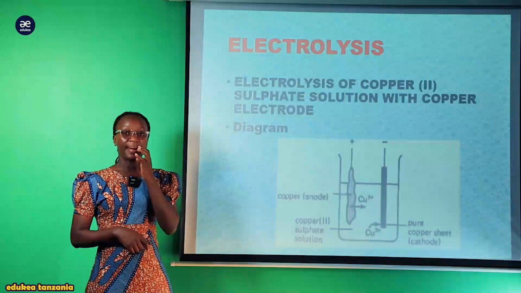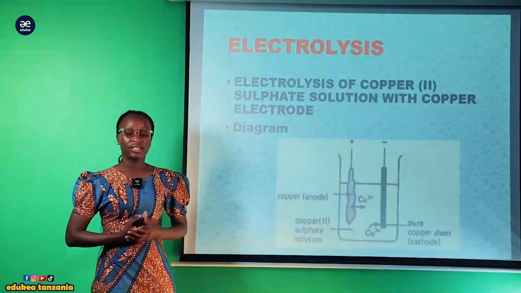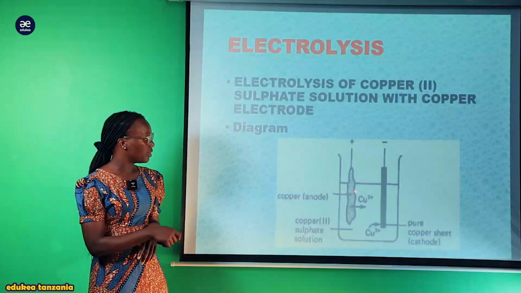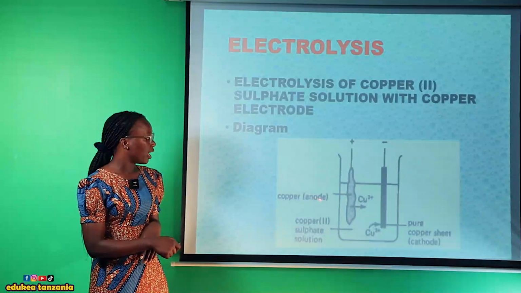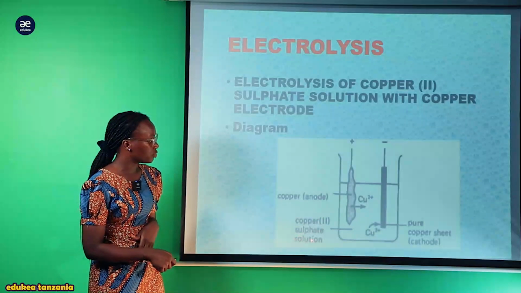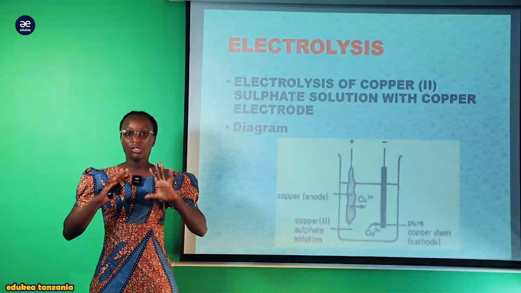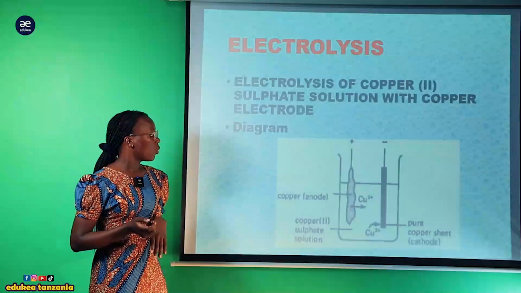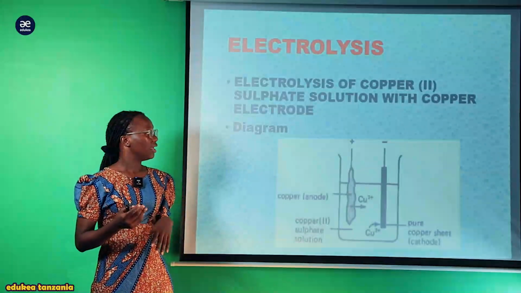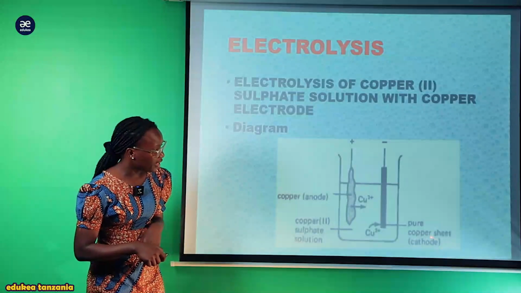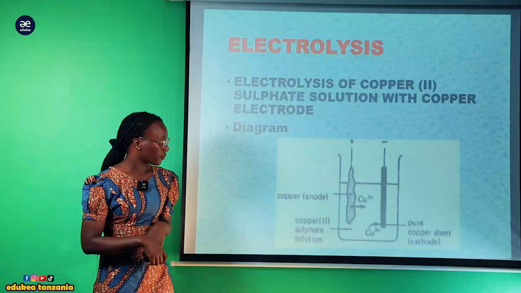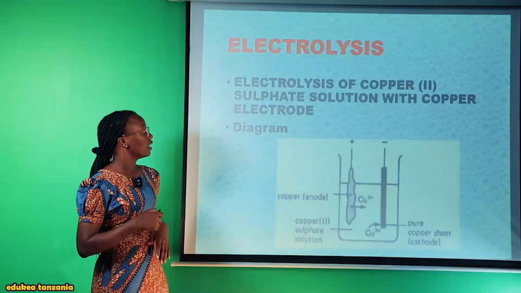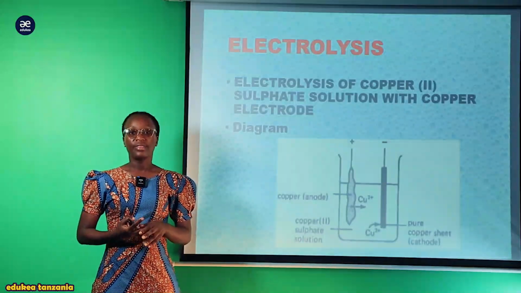Now consider the simple diagram here which demonstrates this electrolysis of copper 2 sulfate with the copper electrode. This is the copper electrode, as you can see in our diagram, and it is made up of the anode. This is copper 2 sulfate solution, meaning that our solution which allows the current to pass through is made up of copper solution, while our electrode is also made up of copper. Here we have the pure copper sheet, which is at the cathode. So this is just a simple diagram which demonstrates how the electrolysis of copper 2 sulfate occurs with the electrode of copper.